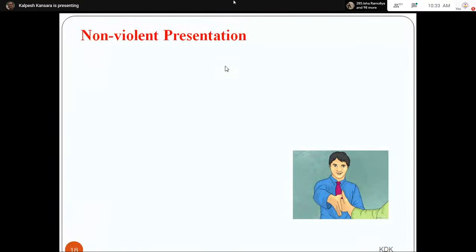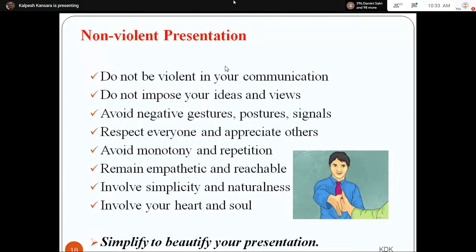As I told you, besides everything that you keep in mind while making a presentation, while delivering your presentation, you need to be non-violent, not just in speech but even in your body language. So do not be violent in your communication. Do not impose your ideas and views. Try to share ideas. Try to pass on information. Do not impose. Do not think that whatever you are delivering is always right. Avoid negative gestures, postures, or any other signals.